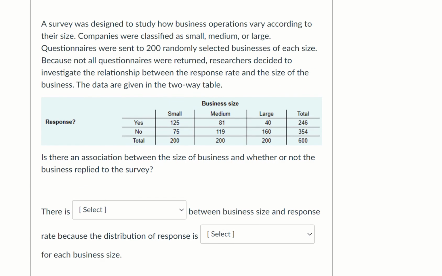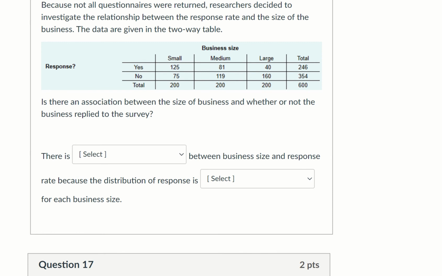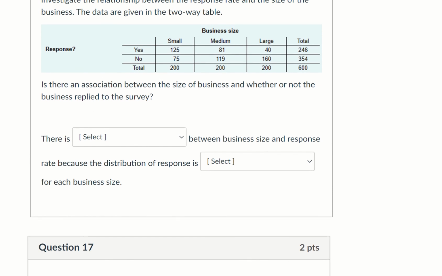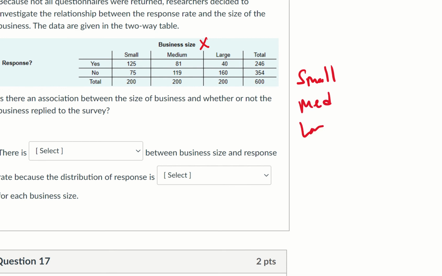All right, again, another business example. Is there an association between the size of the business and whether or not the business replied to the survey? So is there an association? If so, is it weak or strong? And so on. So let's go ahead and look at it. In order to do this, we had to actually calculate the percentages here. We know that the business size is X. So that means that we're going to calculate it for small, medium, and large.